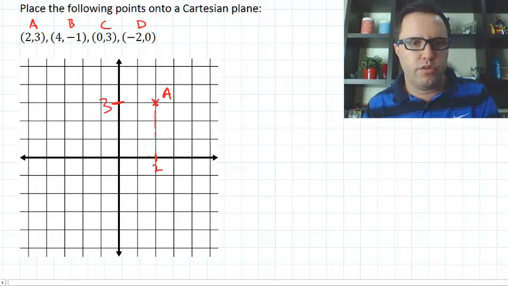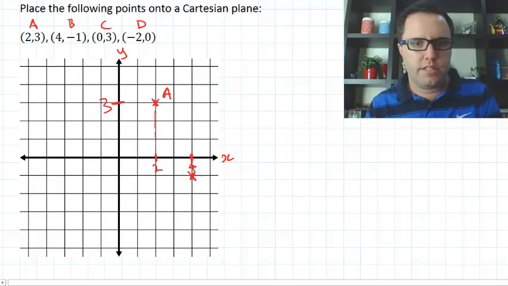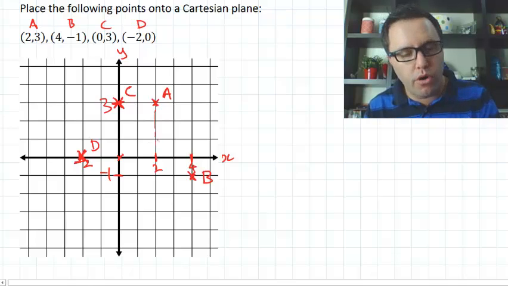So we go to x is 4. Should probably put x and y on here. X is 4 and y is negative 1. So that's our point B there. C is 0 comma 3. So that means x is 0 and y is 3, so that's C. And D, lastly, negative 2 and 0, so come back to x is negative 2 here, and y is 0, so it's going to be right on the point there, so that will be D. Okay, so that's how we get some ordered pairs and plot them onto a Cartesian plane.